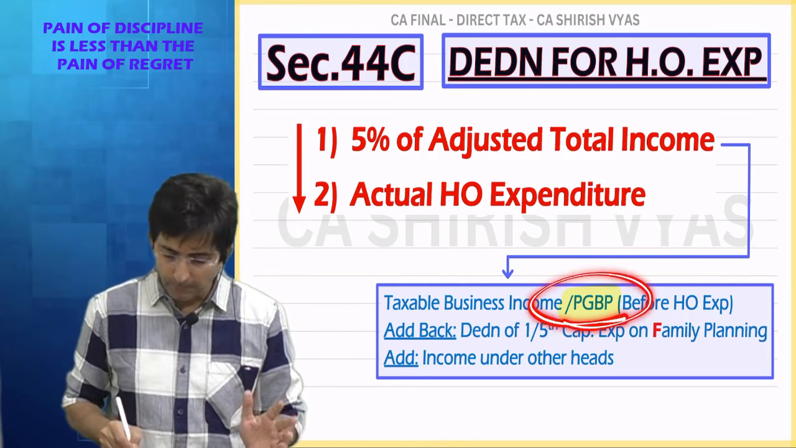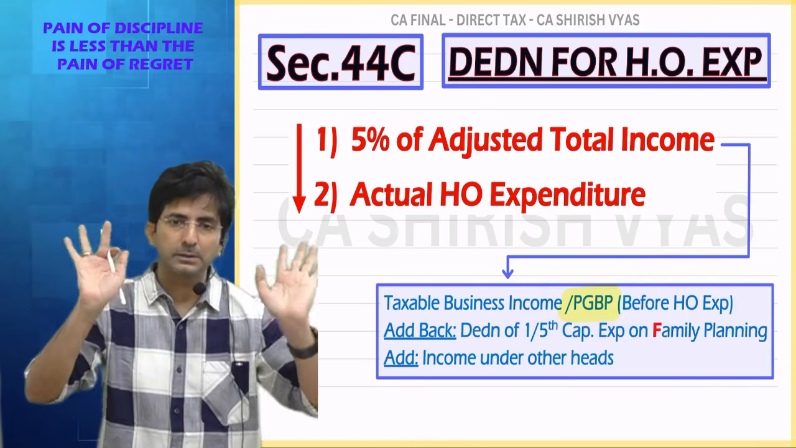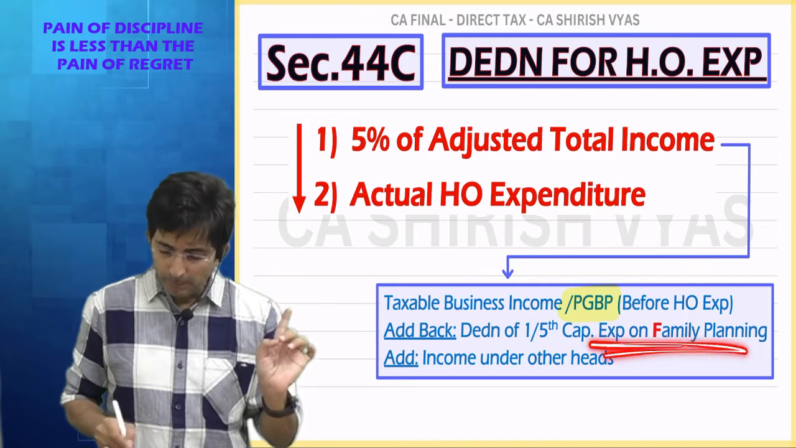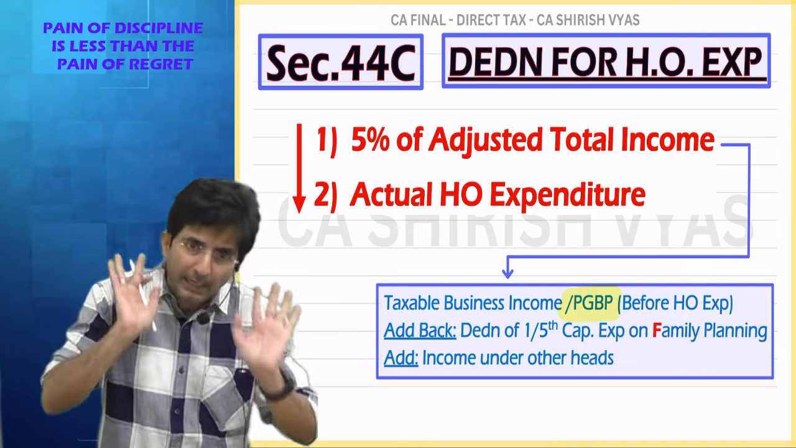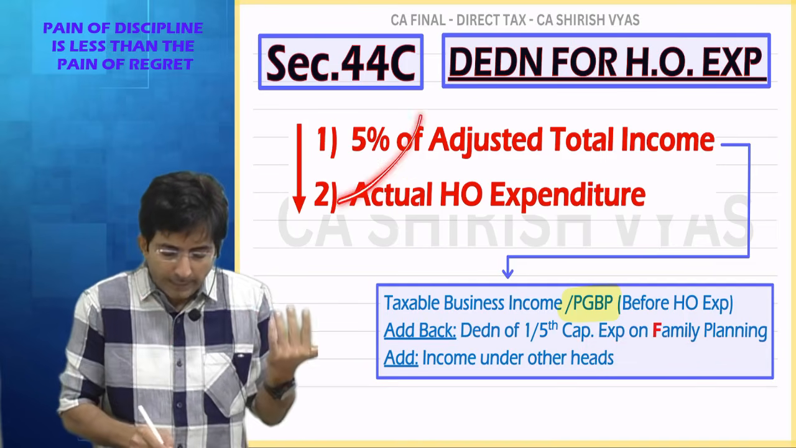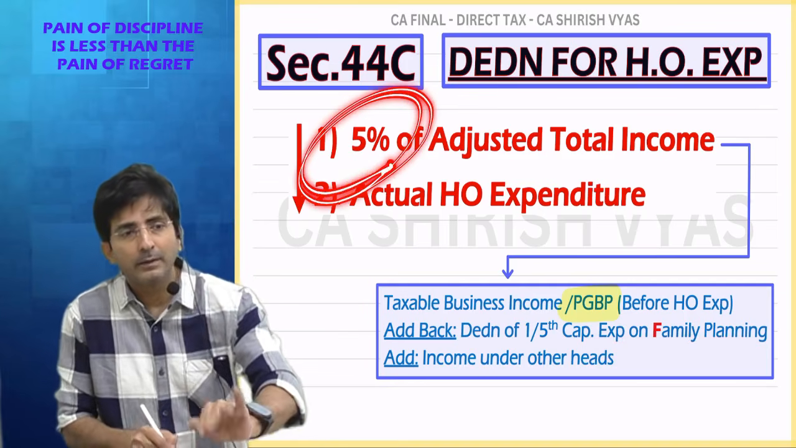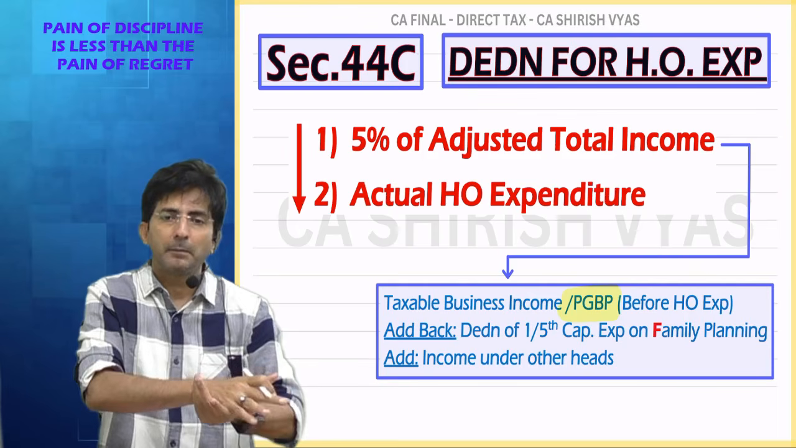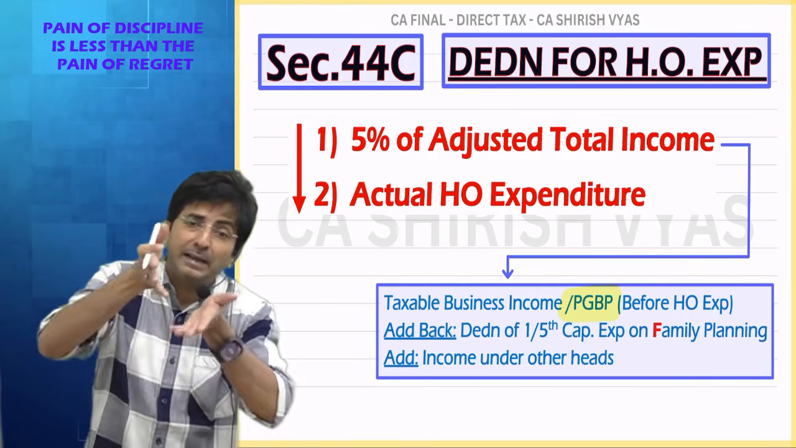Because in PGBP computation you have taken all deductions. So family planning expenditure deduction is actually allowed. But just for calculating the 5% limit, you will temporarily add back. But the question of a student is, why only that?